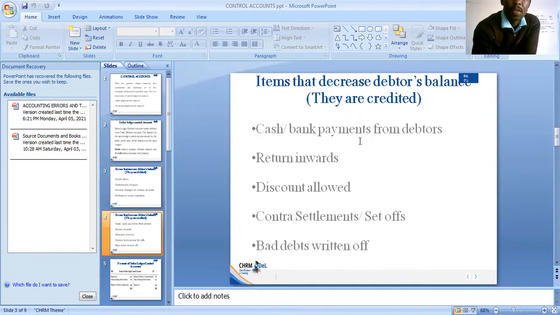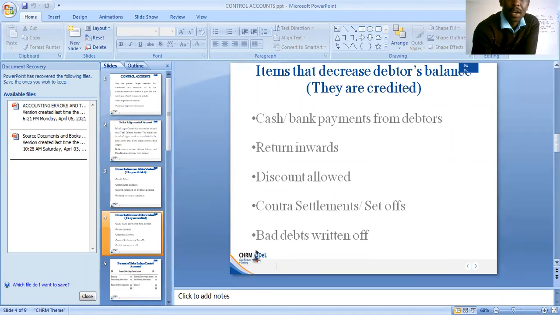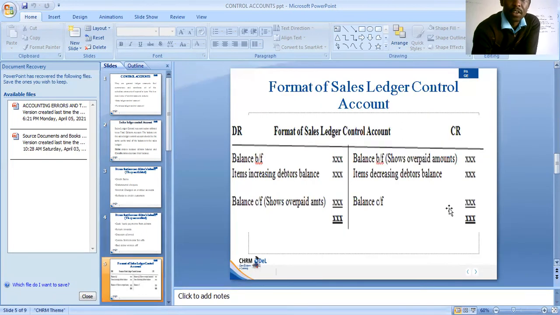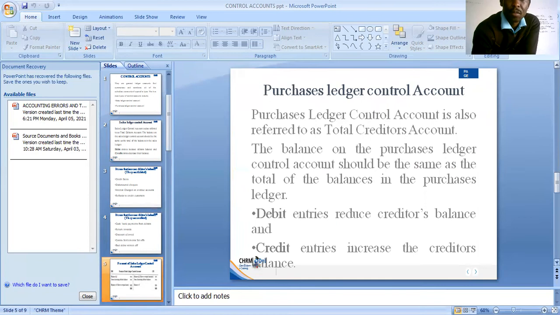Then the items that decrease the debtors' balance: cash or bank payments received from debtors, return inwards, discount allowed, the contra or set-off, bad debts written off, among other things. They are all credited. We have the balances; actually, this format we have done on the board.